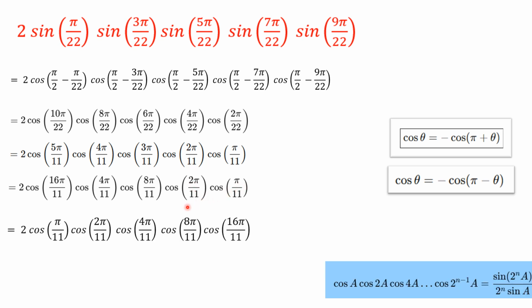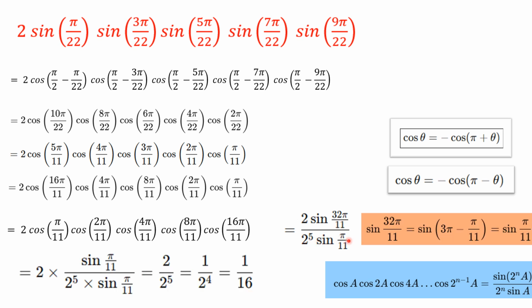Let us rearrange the terms here as 2 cos pi by 11, cos 2 pi by 11, cos 4 pi by 11, cos 8 pi by 11 into cos of 16 pi by 11. This is because we can use the identity cos a into cos 2a into cos 4a up to cos of 2 to the power of n minus 1 a is equal to sin of 2 to the power of n into a divided by 2 to the power of n into sin a. Here a is equal to pi by 11. So this reduces to 2 sin of 32 pi by 11 over 2 to the power of 5 into sin of pi by 11.